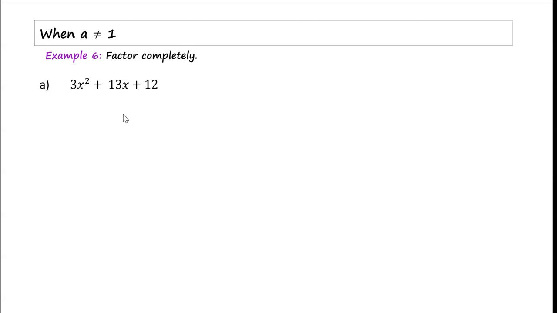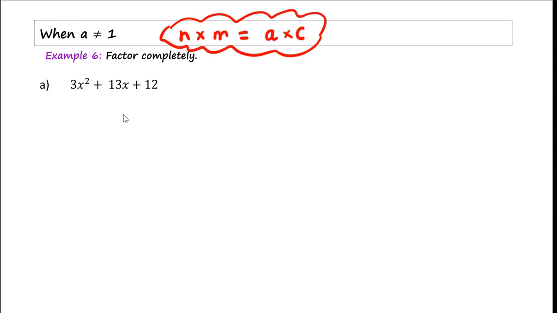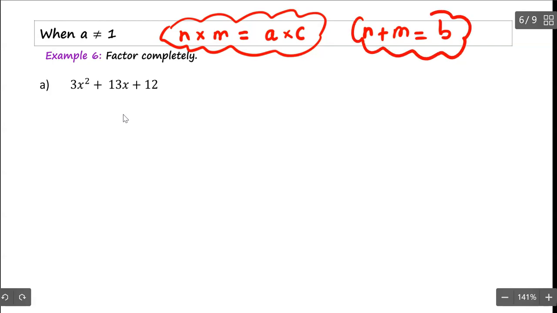So the same thing, you have to find n and m. Okay, so what is n and m in this case? So n times m now will be equal to a multiplied by c. Alright. So it's not just equal to C, but it will be A multiplied by C. And the same, n plus m will give you the middle coefficient, the B, in front of x. Alright, okay. So the first thing you want to do is take 3 times 12 first. So I will have 36.